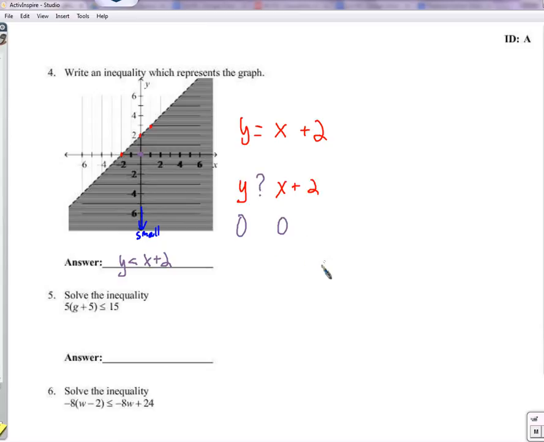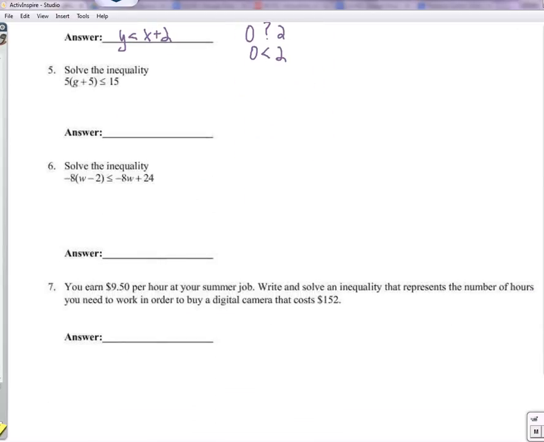We don't know what we're supposed to have here yet. Plus 2, okay, 0 and 2. What's the relationship there? Is 0 less than 2 or is it greater than 2? It's clearly less than 2. And so when we go back here, we know to put less than. And so either way, we get the right result. Y is less than x plus 2.